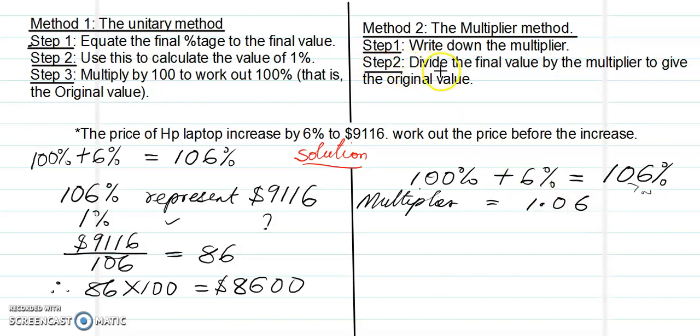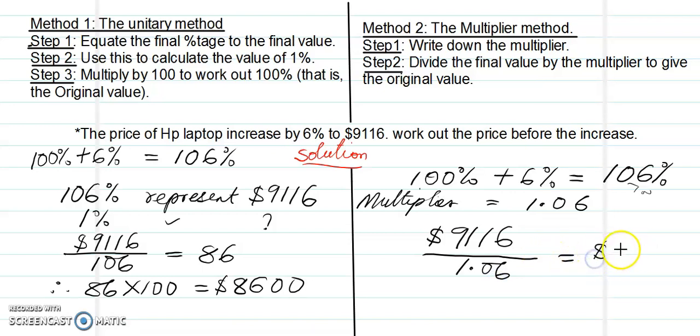Now the next step says divide the final value by the multiplier. The final value is this, so I'll divide it by the multiplier: 9,116 divided by 1.06. So help me divide it. What do you have as the answer? Okay, that's fine. You can see that the answer gives us 8,600. So which one do you prefer? For me, I choose this.